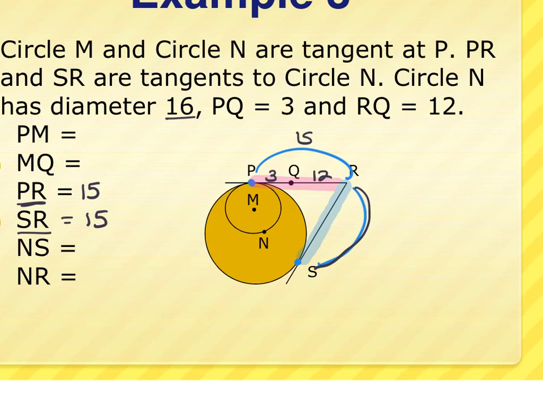Now I got to break apart all the other information. If my diameter is 16, what's my radius? 8, which means NS is 8 and NP is 8. So NS is one of the questions too.